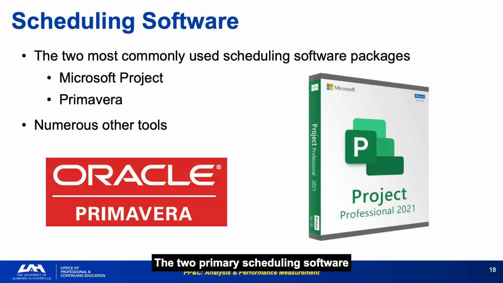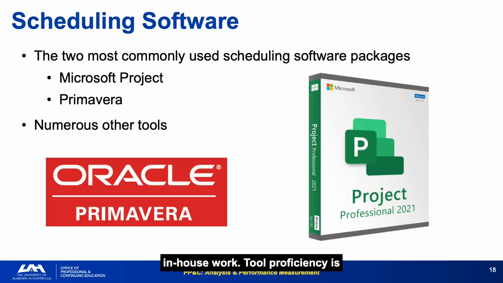The 2 primary scheduling software tools are Microsoft Project and Primavera, along with numerous other tools available on the market. Primavera is the standard for large government programs because of its CPM capabilities, resource loading features, and compatibility with DCMA assessment tools. MS Project is widely used on smaller programs and in-house work.